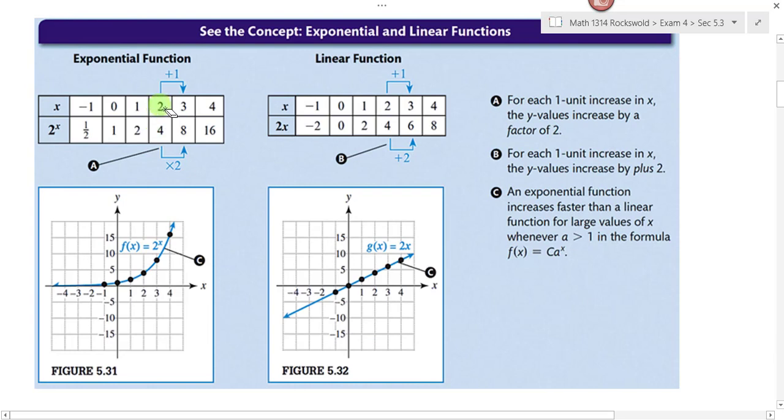If you'll notice here on the exponential function y equals 2 to the x, for each single unit increase in x, we multiply the previous y value by 2 to get the next y value. But with a linear function, for each unit increase in x, when we have the function y equals 2x, we add 2 to get to the next y value. An exponential function starts growing rapidly, but a linear function forms a straight line.